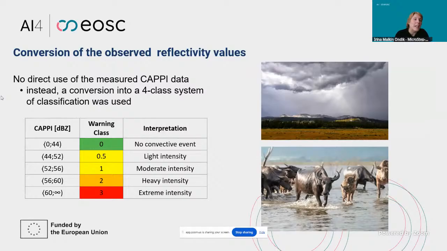Now, to make our life slightly easier for this project, we convert the dBZ data for pixels, which is in decibels, because it's reflectivity, into warning classes, where 0 means no convective event, mild rain or no rain. 0.5 means light intensity, 1 is moderate intensity, 2 heavy intensity, and 3 is extremely dangerous, extreme intensity. Fortunately, also so far very rare.